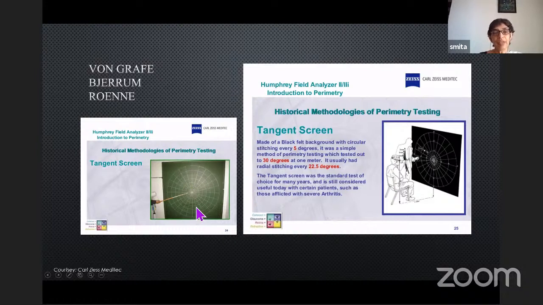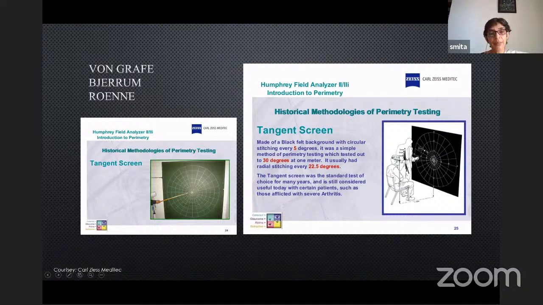Bjerrum said that the central 30 degrees of the visual field is relatively flat. Actually, a visual field is hemispherical, and this flat central 30 degrees can be charted onto a black screen like this, which is called the tangent screen. The process of charting it on the tangent screen is called campimetry. Here, targets of various sizes like 5 millimeter, 3 millimeter, or 2 millimeter are kept at the end of black rods. The patient is seated 1 meter away from the screen, and these targets are moved from the periphery towards the center along each of these radial lines.